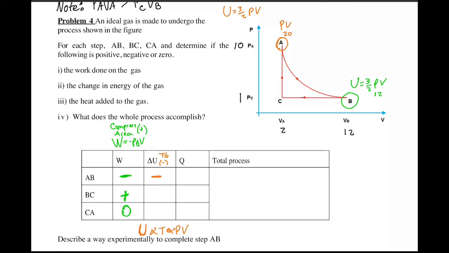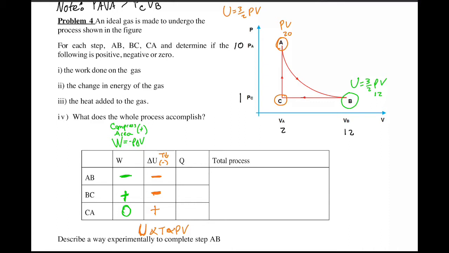All right, now from B to C, over here we have a PV value of 12, but at location C, we have a PV value of 2. So again, our system's energy goes down, our temperature goes down, our PV value goes down. From C to A, though, our temperature is going to go back up because we see that the P times V value increases from 2 back up to 20.